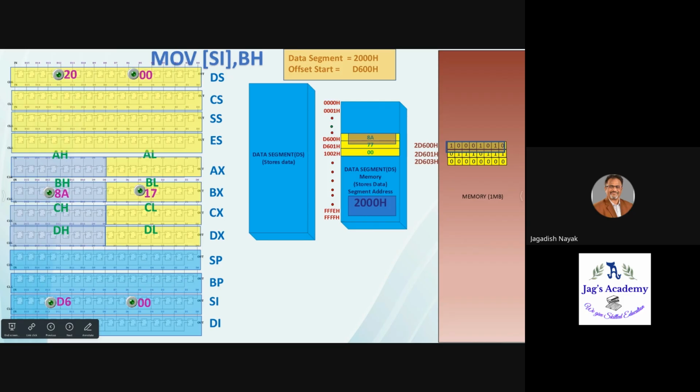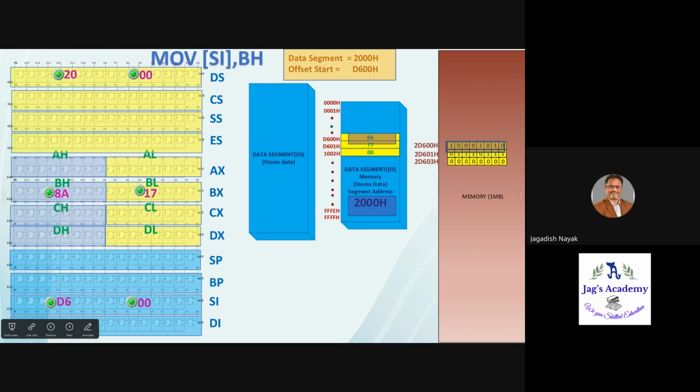So the offset address to which the data has to be transferred in the memory is available in the SI register. The microprocessor will pick that, and then it will transfer the data to the memory. You can see here. So you can see that 8A is transferred to the memory.